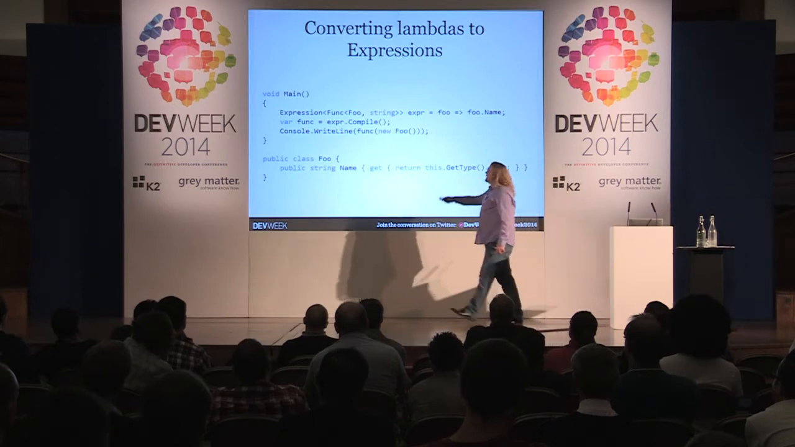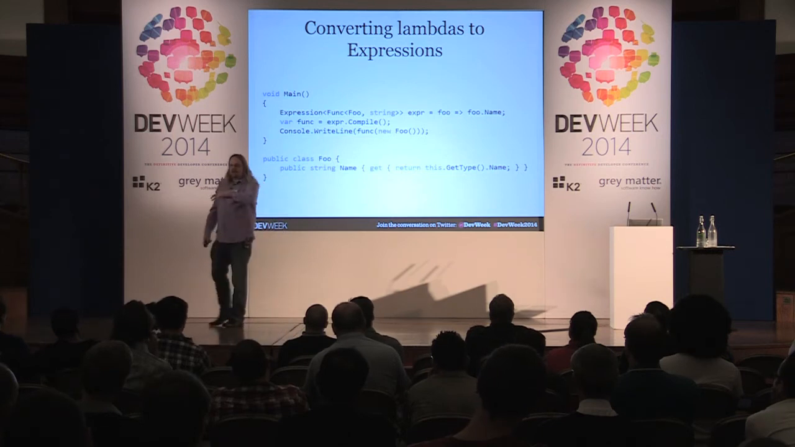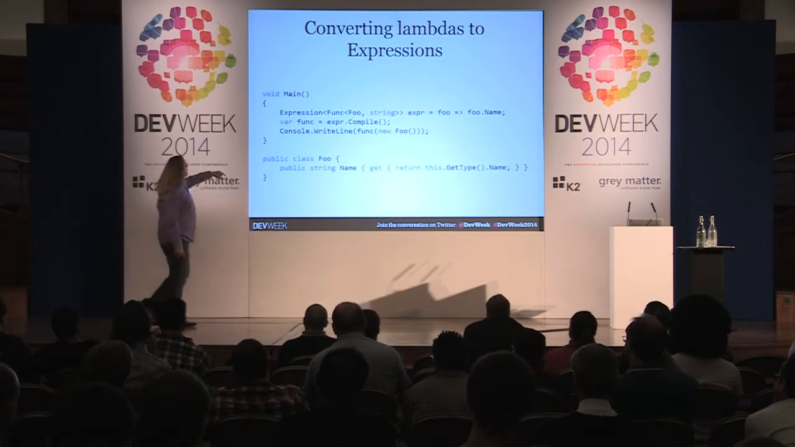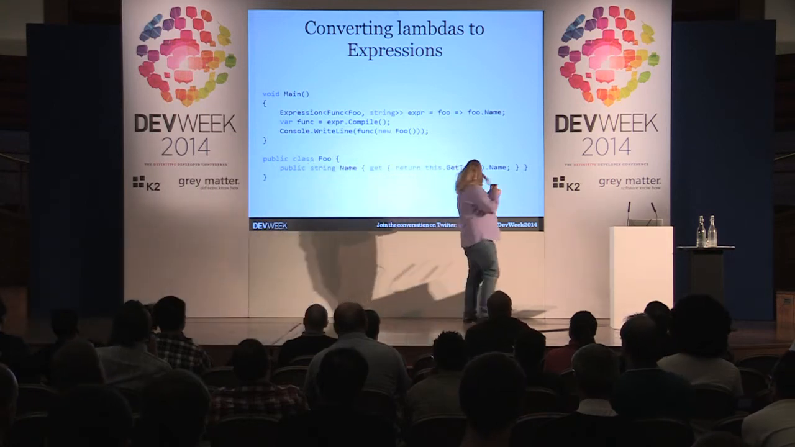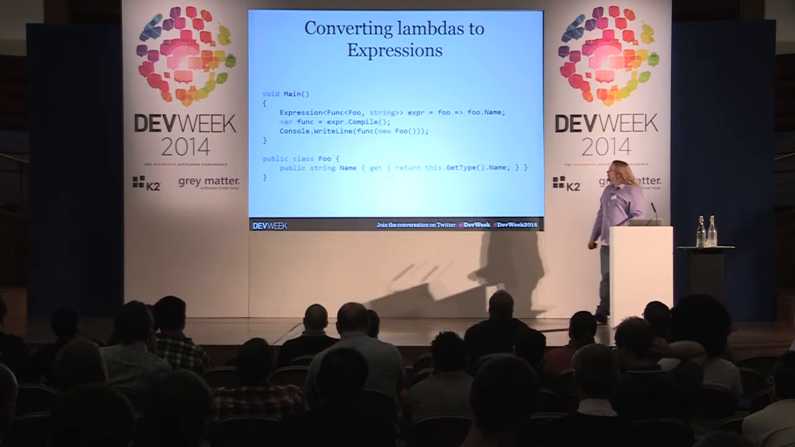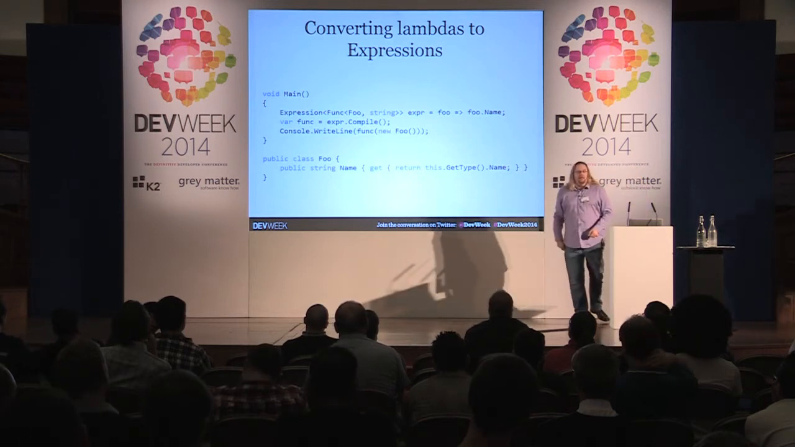And to then execute it, I then have to get a function out of this. So I take the expression and I then compile it. That will then give me that func there, which is in fact now a func that takes a foo and returns a string. And I can execute it, and that will do exactly what it says on the tin. It will just emit the name of foo.